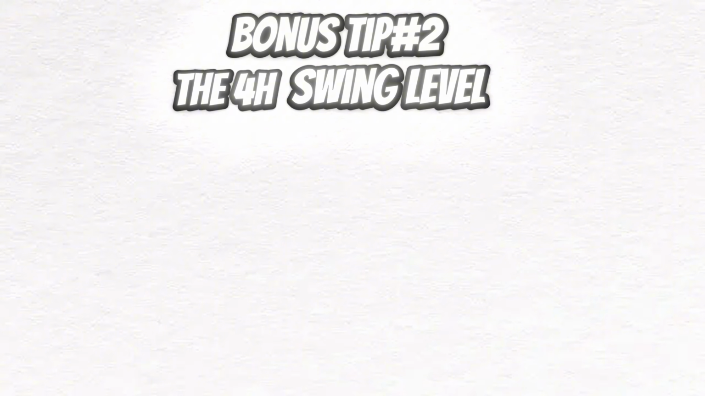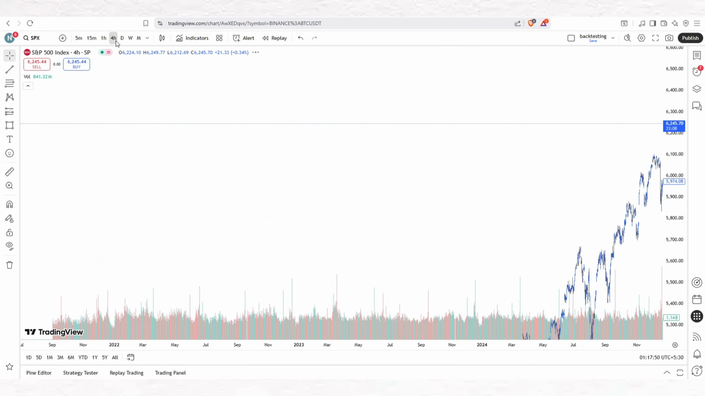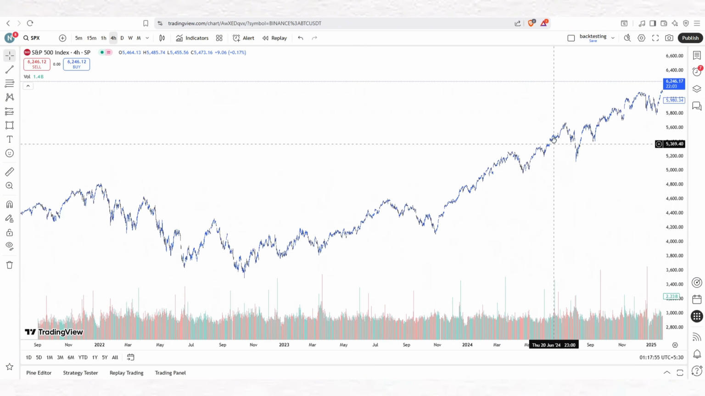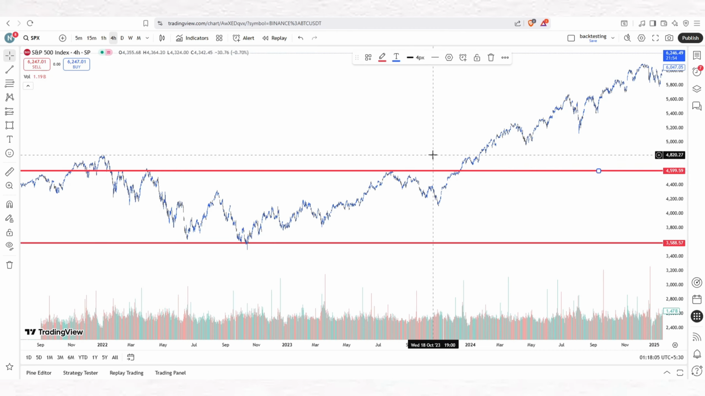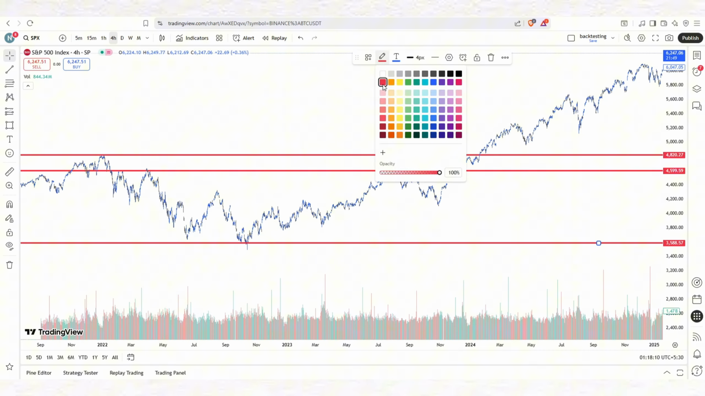Segment 4. Bonus. Tip number 2. The 4H swing level. For my day traders out there, before you enter any trade on the lower time frames like 5-minute or 15-minute, go to the 4-hour chart and mark the critical swing highs and lows. Why? Because price reacts at these levels 90% of the time, either halting or reversing.